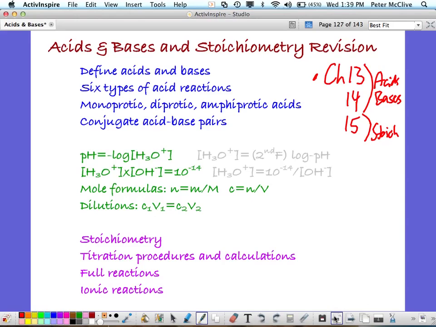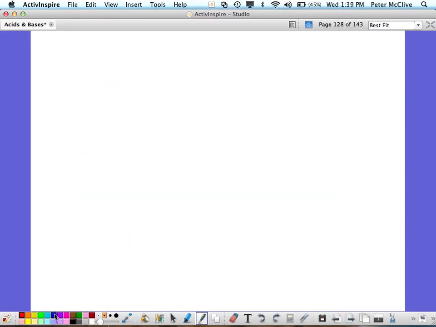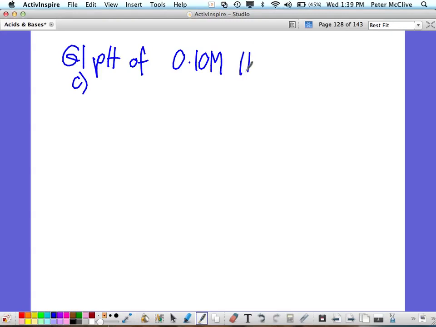Okay, so here's a question. Determine the pH of this one, question 1C: 0.10 molar sulfuric acid, 0.10 molar H2SO4. Okay.